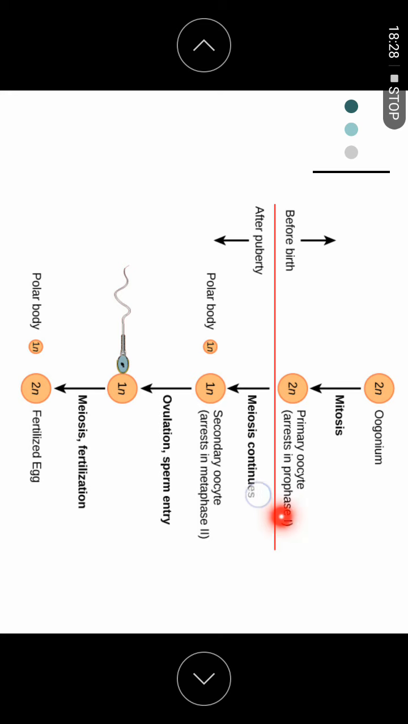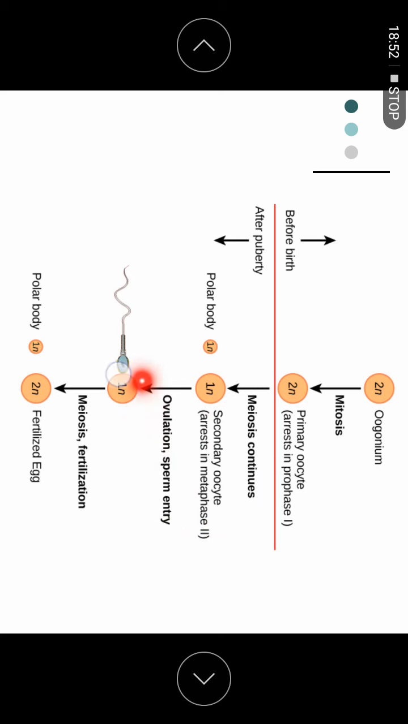Arrest in prophase means it just stopped at prophase 1 of meiosis 1. So you still have your metaphase, anaphase, and telophase, right? After puberty, it will continue. The meiosis continues until it produces a secondary oocyte and one polar body. This polar body will degenerate. The secondary oocyte will be released into the fallopian tube.